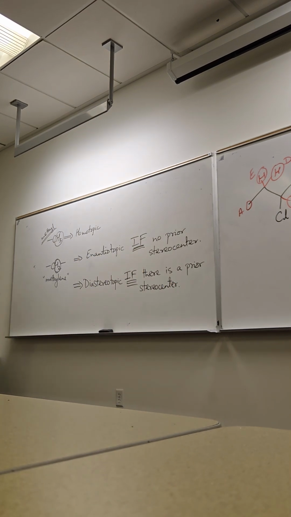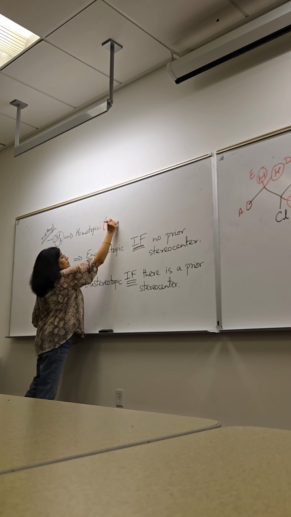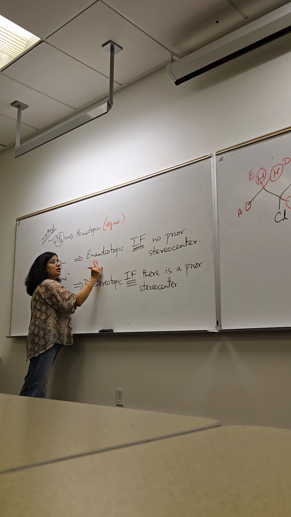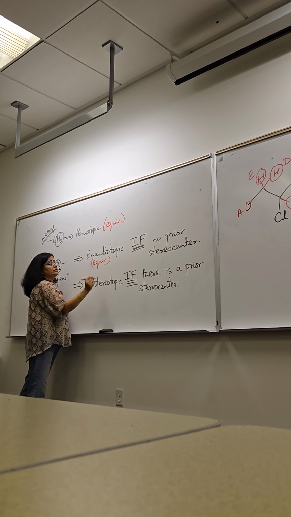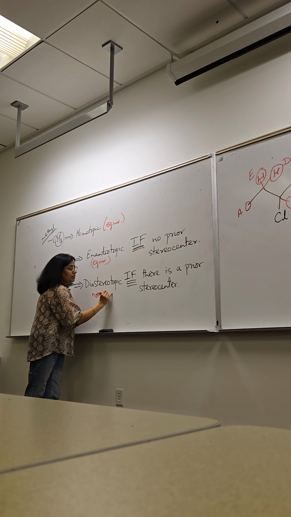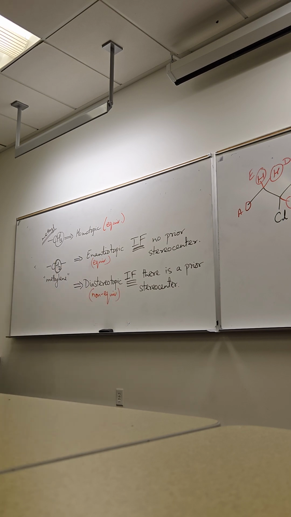So those are diastereotopic. Homotopic hydrogens are equivalent, meaning one signal. Enantiotopic hydrogens are NMR equivalent, meaning one signal. Diastereotopic hydrogens are NMR non-equivalent, which means they are expected to give separate signals. Yes? Good.